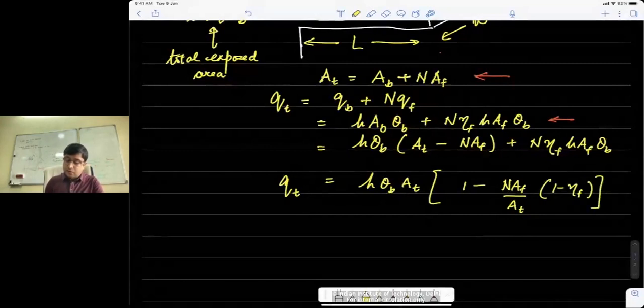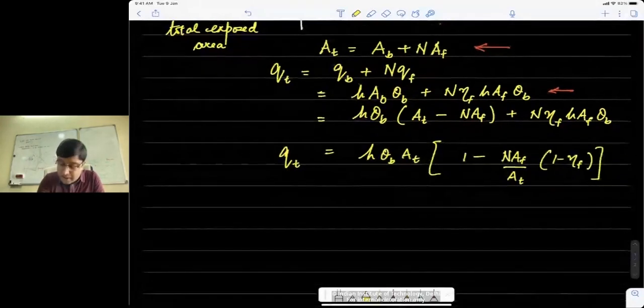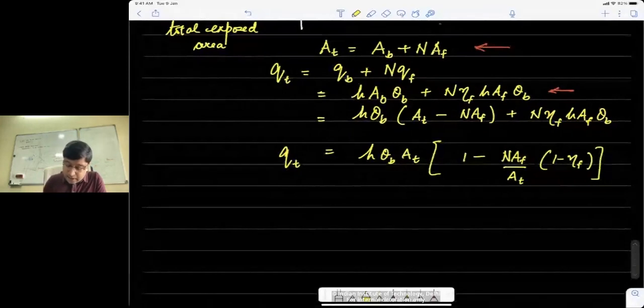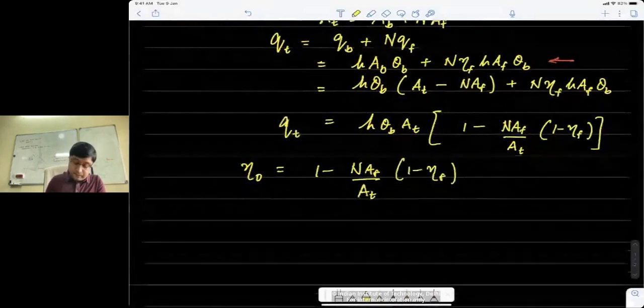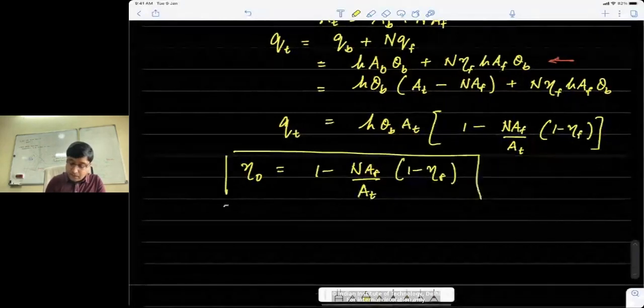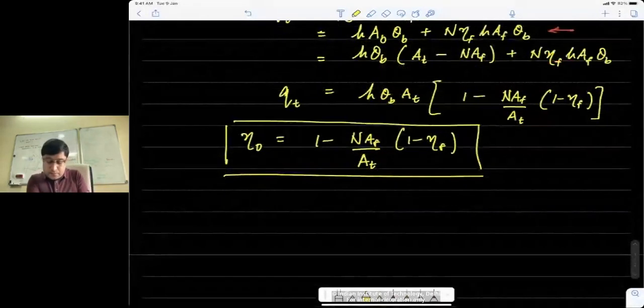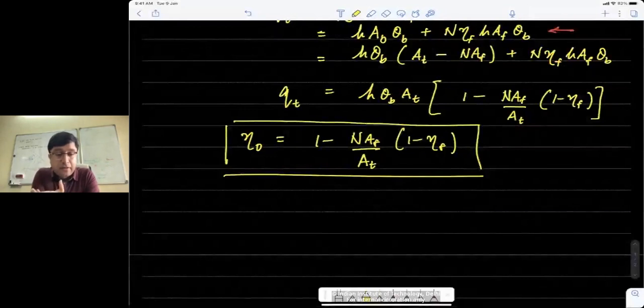So QT could be written in terms of the individual fin efficiency, the fin area and the total area. And so the surface efficiency, which is QT by h A_T theta_B, is just 1 minus N A_F by A_T times 1 minus eta_F. So knowing a single fin efficiency and the geometry of the problem, we can determine the overall surface efficiency, or vice versa. If we know the overall surface efficiency, we can even look at what would be the efficiency of a single fin.